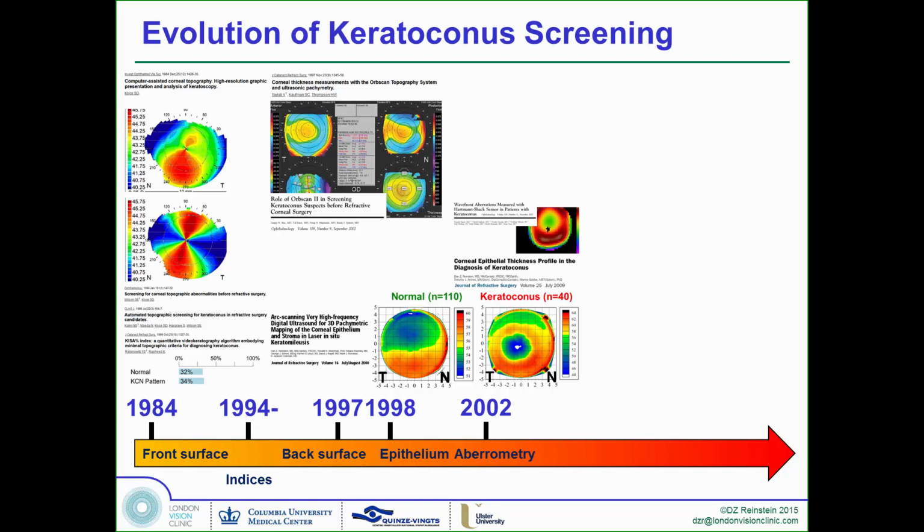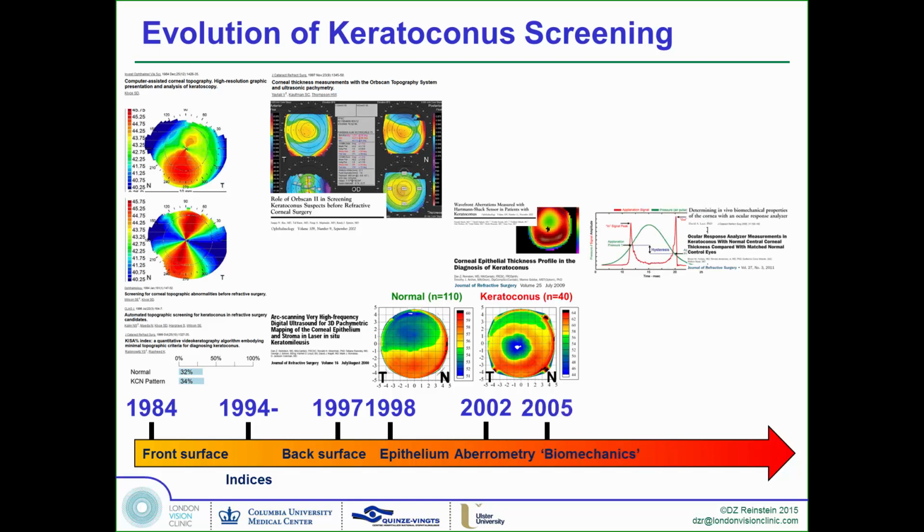Others were introducing wavefront parameters into screening. Of course, if there was more coma, that was suggestive of keratoconus. In the mid-2000s, the Ocular Response Analyzer came out, and this was a way of analyzing the bounciness of the cornea, if you like, to a standardized puff.